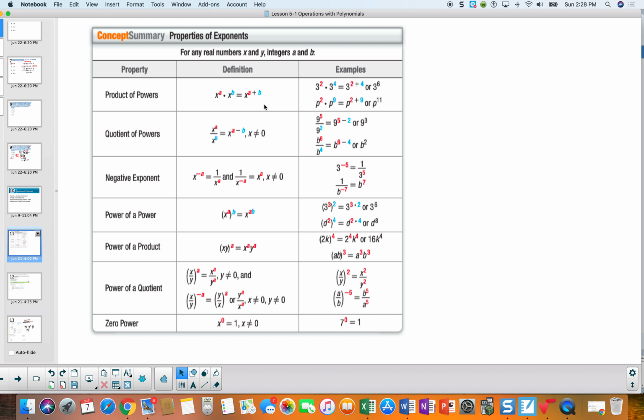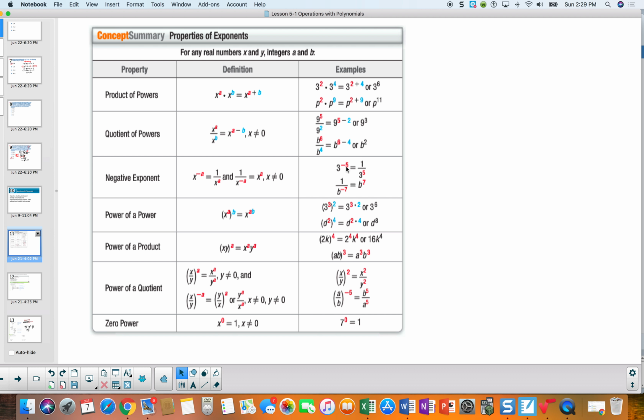It's called product of powers, and let's look at this example. You can see all the bases are the same, and so what we do is we add the exponents. Quotient of powers. If the bases are the same, we subtract the numerator minus the denominator. Negative exponents. When we have a negative exponent, we turn it into a reciprocal of the positive exponent.